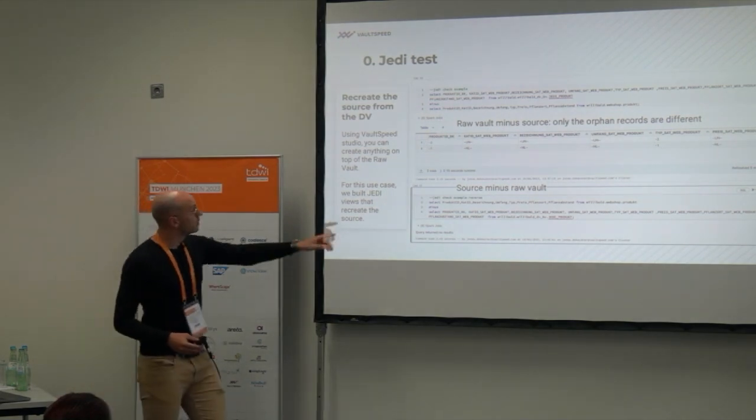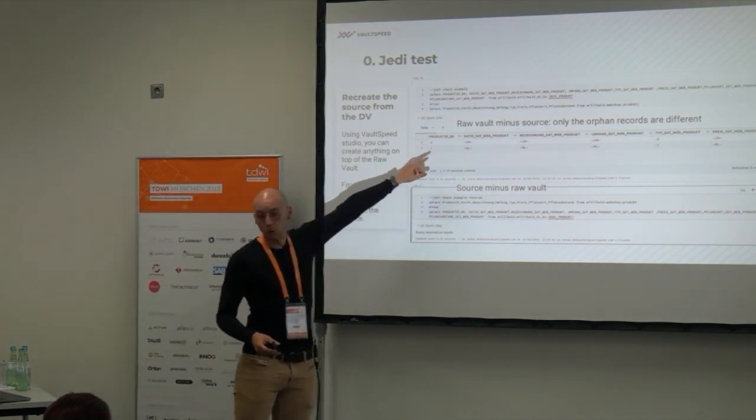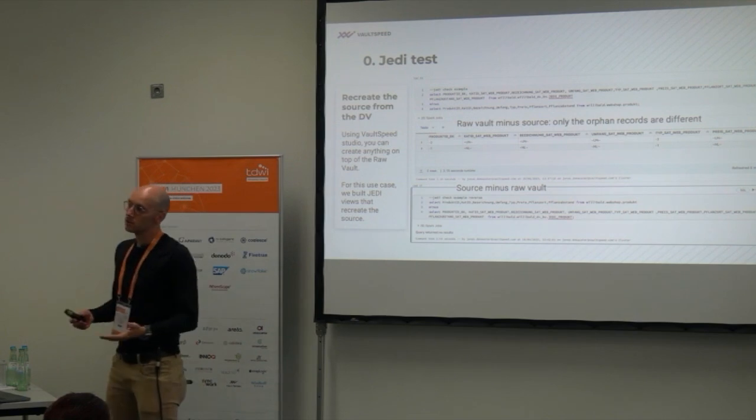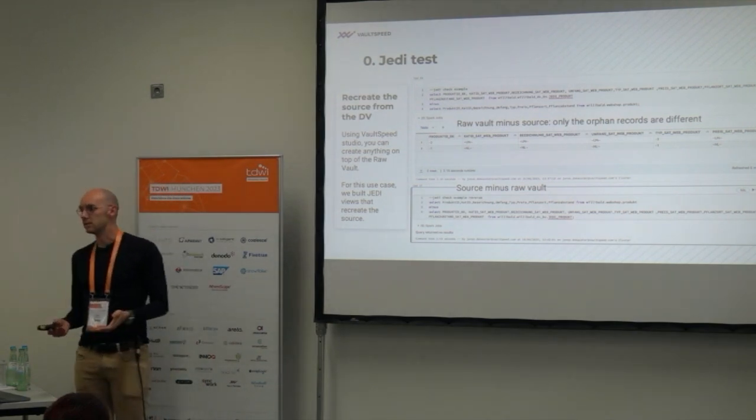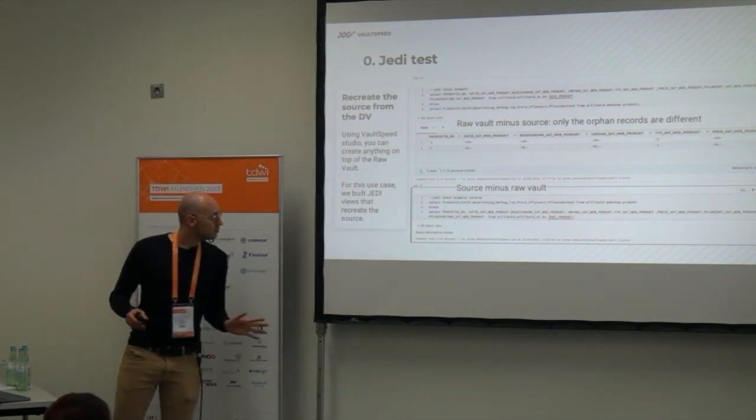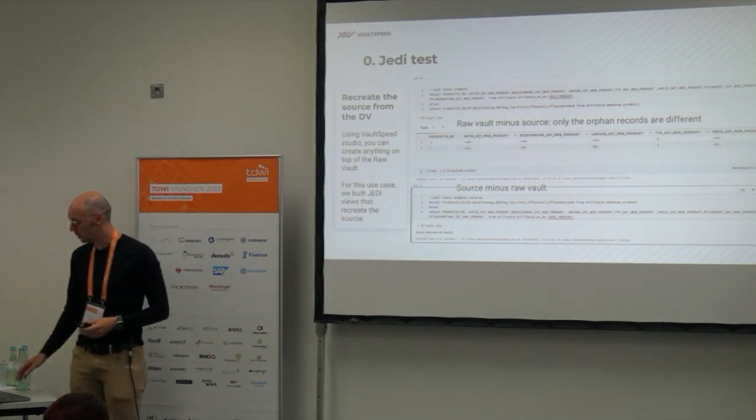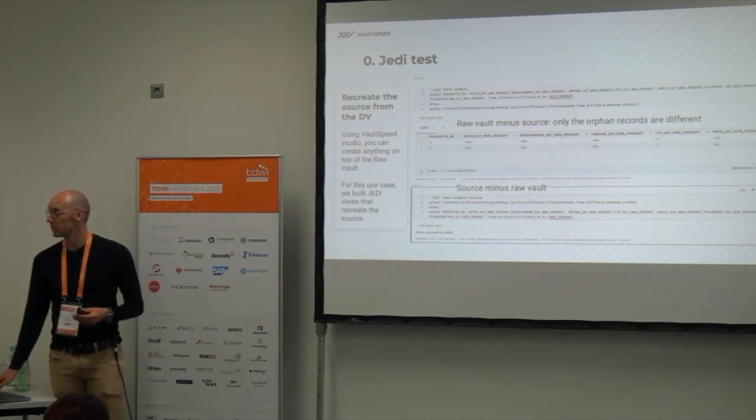As you can see here, I only get my unknown 0 records. So that's logical. They don't exist in the source, they exist in the data vault. And the other way around, 0 records, which is what I expected. So my JEDI test for that example succeeded.